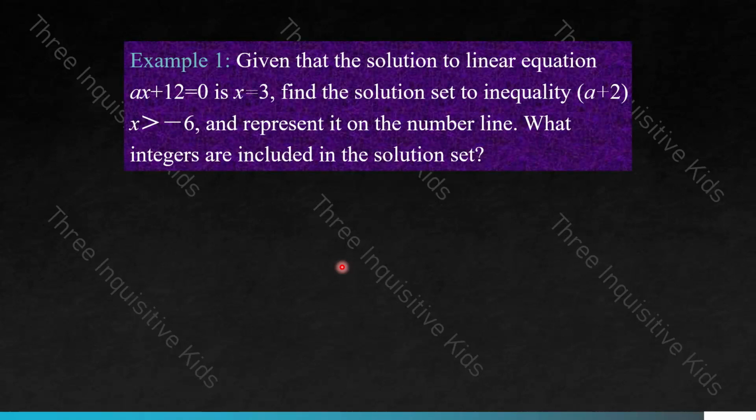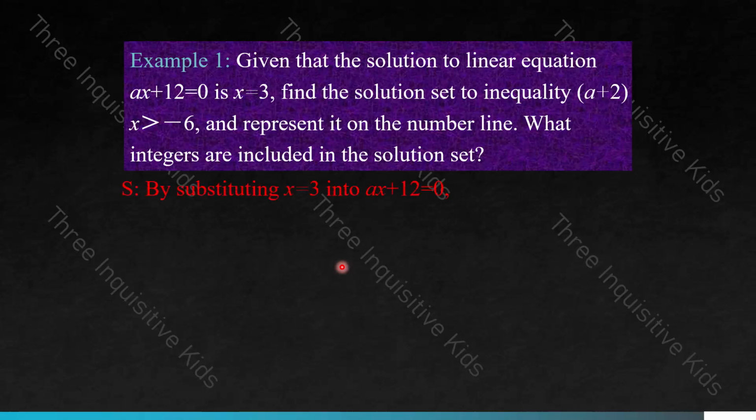Example 1. Given that the solution to the linear equation ax + 12 = 0 is x = 3, find the solution set to the inequality (a + 2)x > -6 and represent it on the number line. What integers are included in the solution set? Now, using the concepts we've learned previously in this lesson, pause the video and try to solve this question on your own.